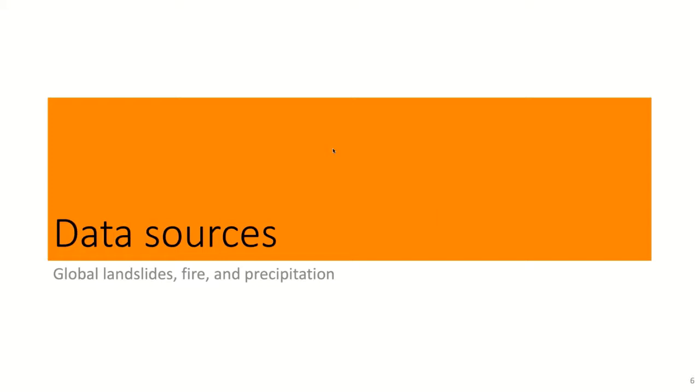And so next I'll be talking about the data sources. And so we've picked global databases for landslides and fire and precipitation, and where possible, satellite-based data sources. So the fire and precipitation are derived from satellite data.